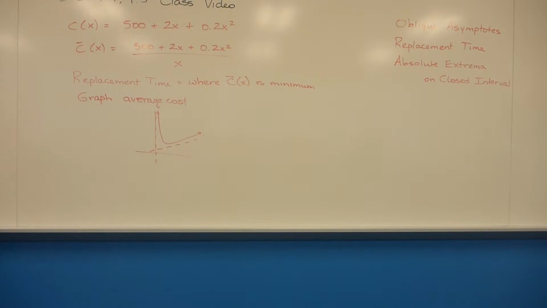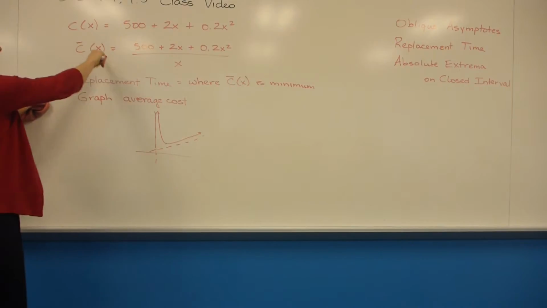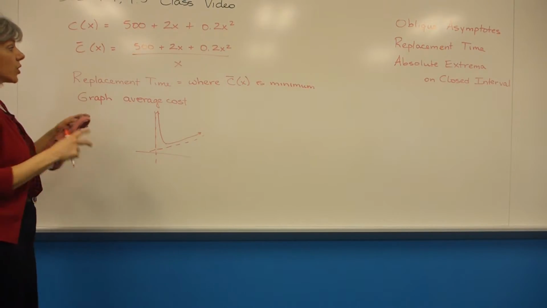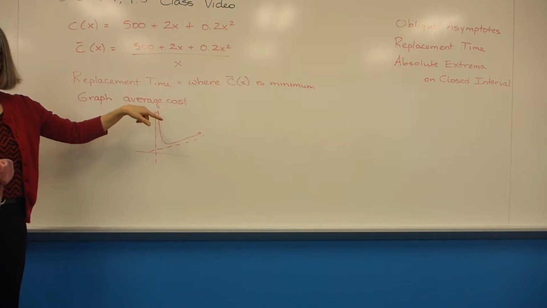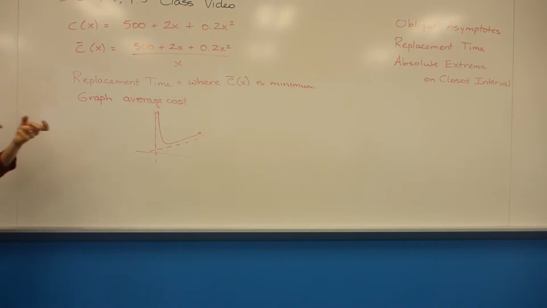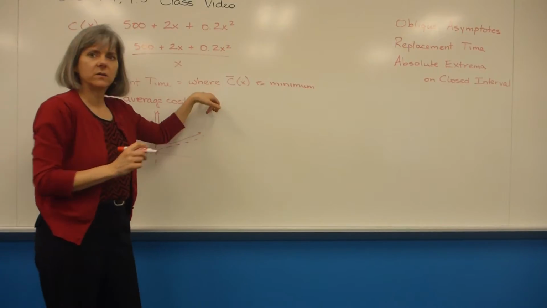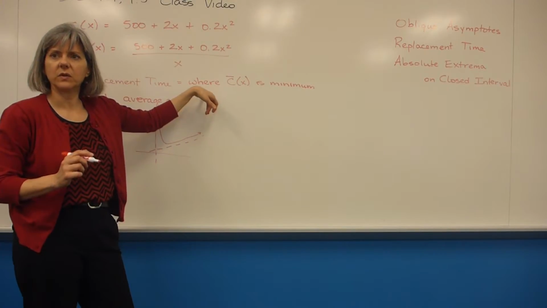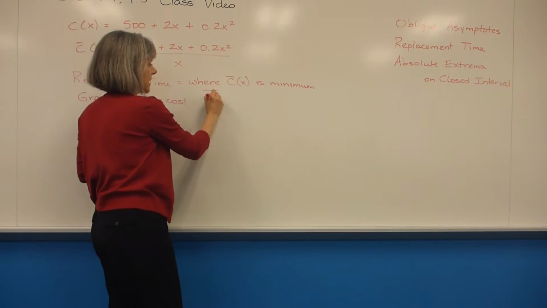I didn't do that before, did I? So we could graph the average one. Oh, that's right. So where replacement time is, is where this is minimum. So how do I find that? What does that mean? Let's talk about words. If I want to know where, what does that tell me? What answer am I looking for? X. Where is always an X answer.